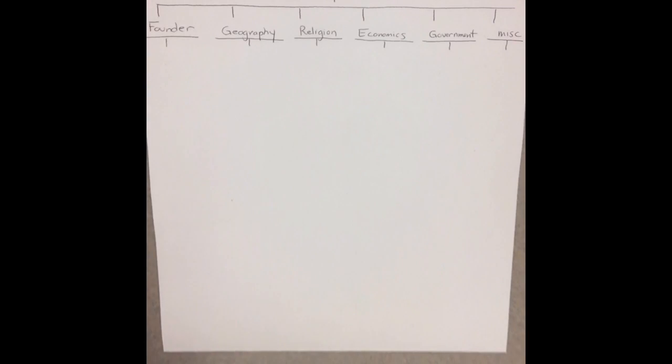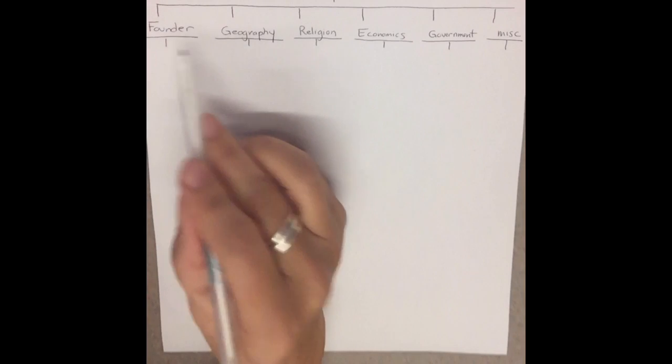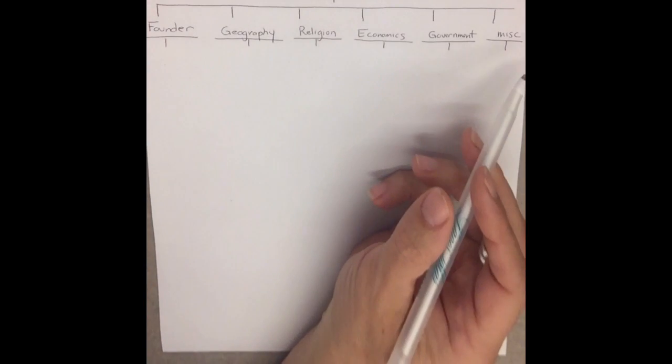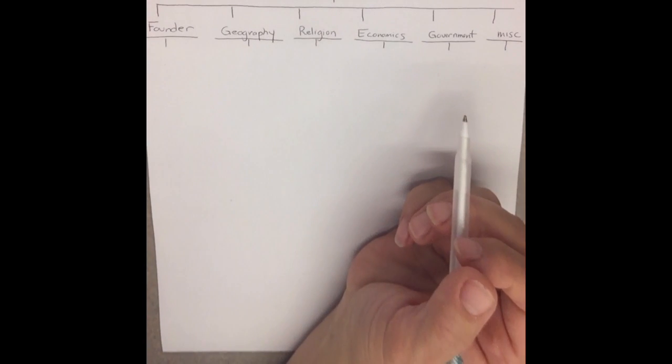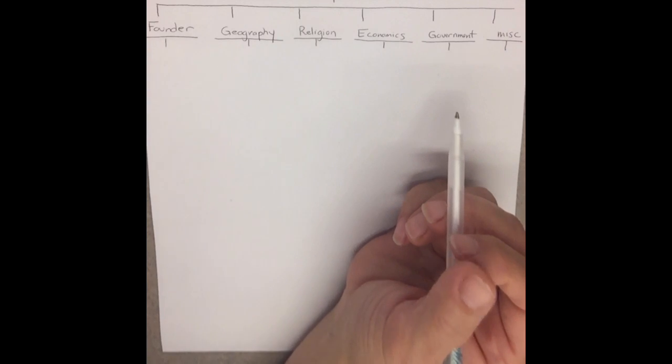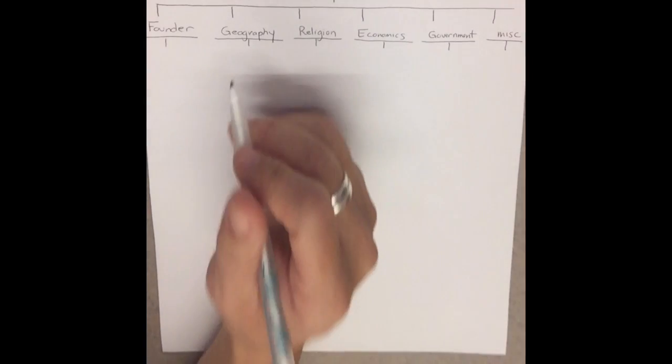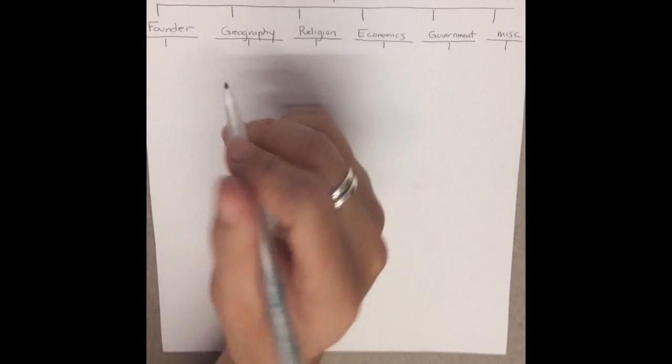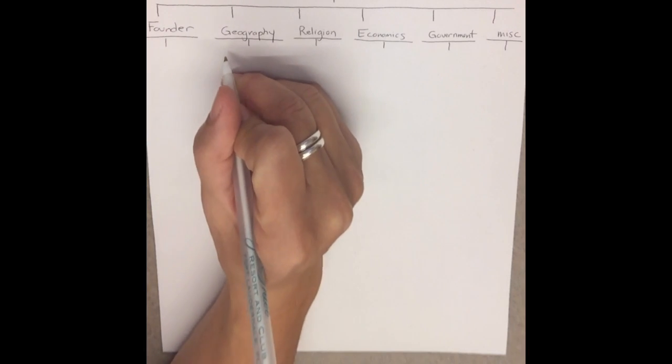Okay, boys and girls, I'm going to go ahead and stop the video because I know that I need to write down some information. My tree map is organized with the 6 different categories that we talked about, and now I'm going to add some information. I did learn what the 4 different New England colonies are, and I think I'm going to put it under geography because it talks about land.